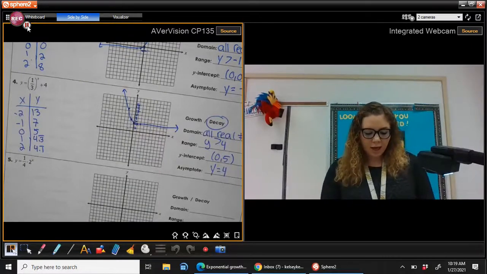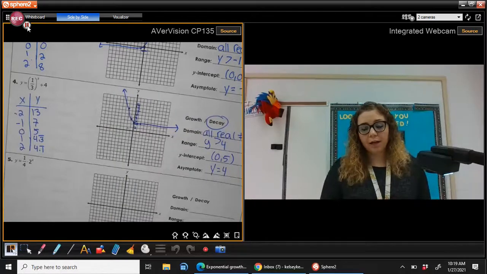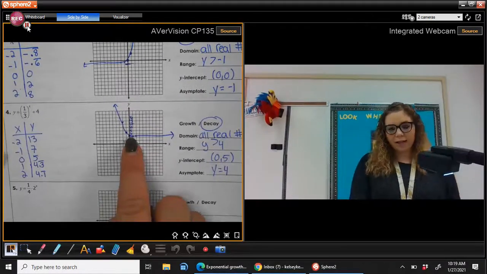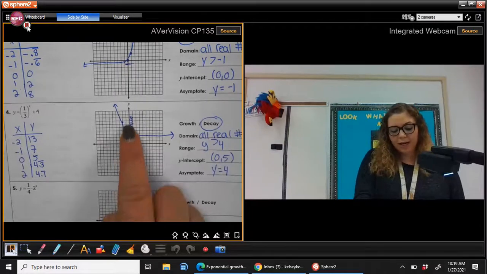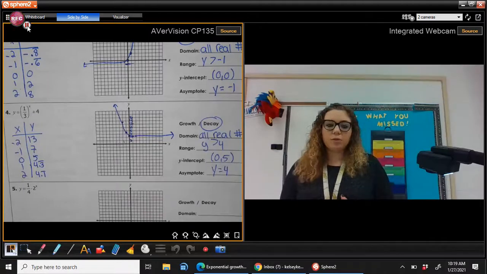Okay, so you're going to have problems like this for homework. Okay, so let me know if you have any questions at all. And you might have to change your axis. Like here I had to change my y-axis to count by 3 so I could get it all in. Okay, so do what you need to do.